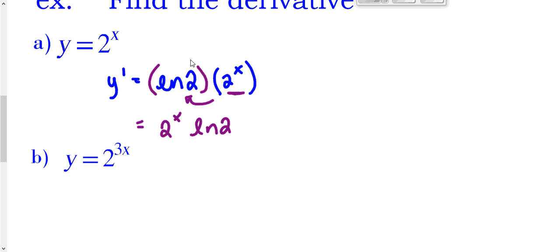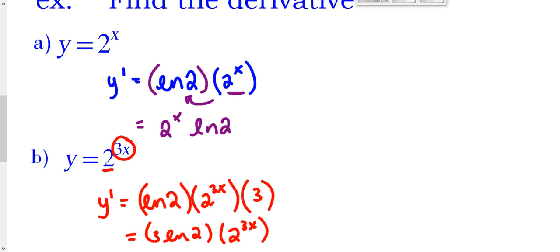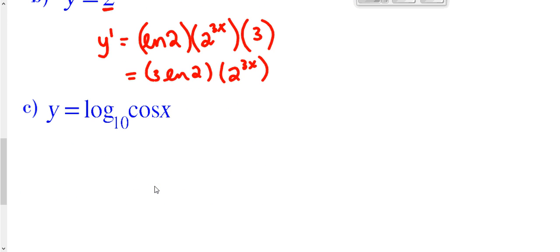So when we find y prime, we'll have the ln of the number base of 2 times 2 to the 3x times, if I look at my exponent, the derivative of just my exponent is 3. Maybe the best way to write this is 3 ln of 2 times 2 to the 3x. That would be acceptable. Just make sure that you're not combining things when they shouldn't be combined. But that's really it.